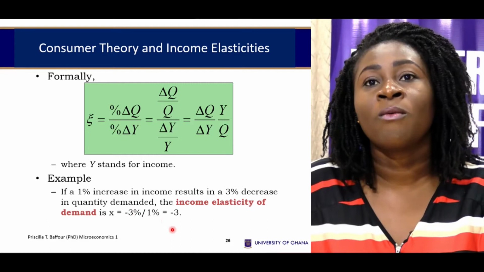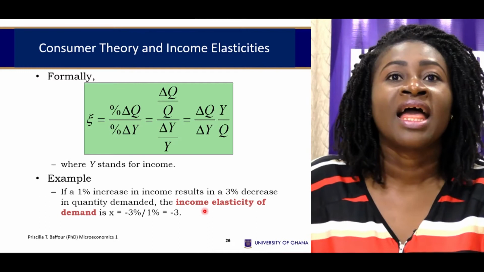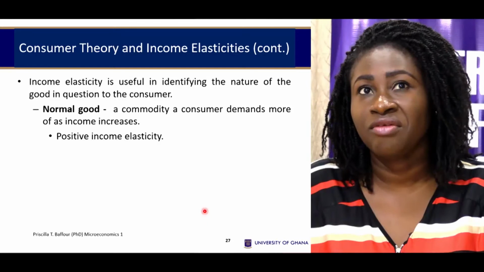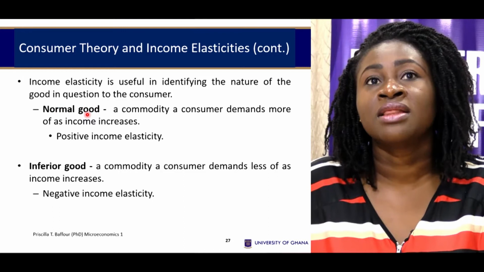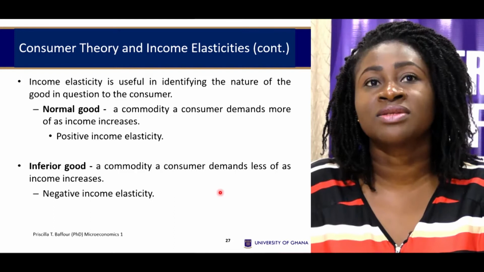Basically, we are trying to tease out the relationship that exists between income elasticity of goods and consumer theory. Income elasticity is useful in identifying the type of good we are looking at. If it is positive, then when income increases, the consumer increases consumption, and that is a normal good. An inferior good is a situation where when income increases, you consume less of it, so it becomes inferior to you.